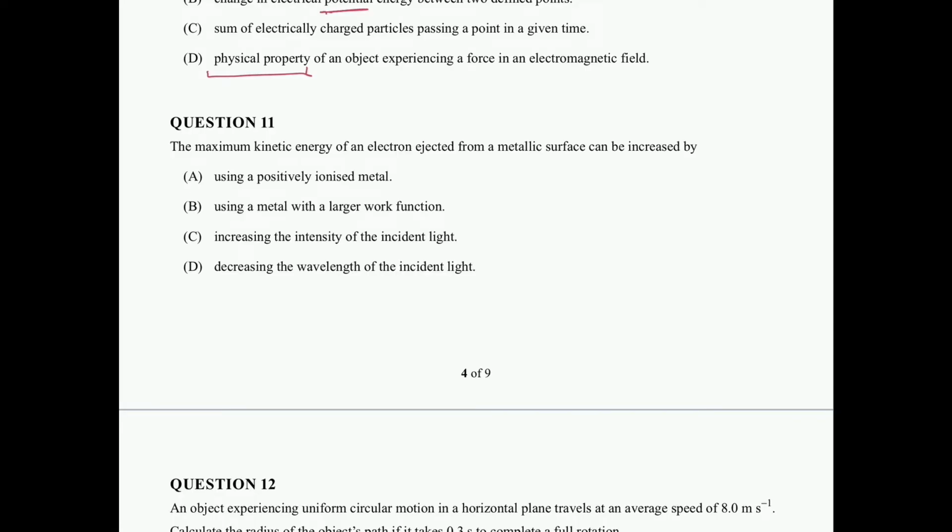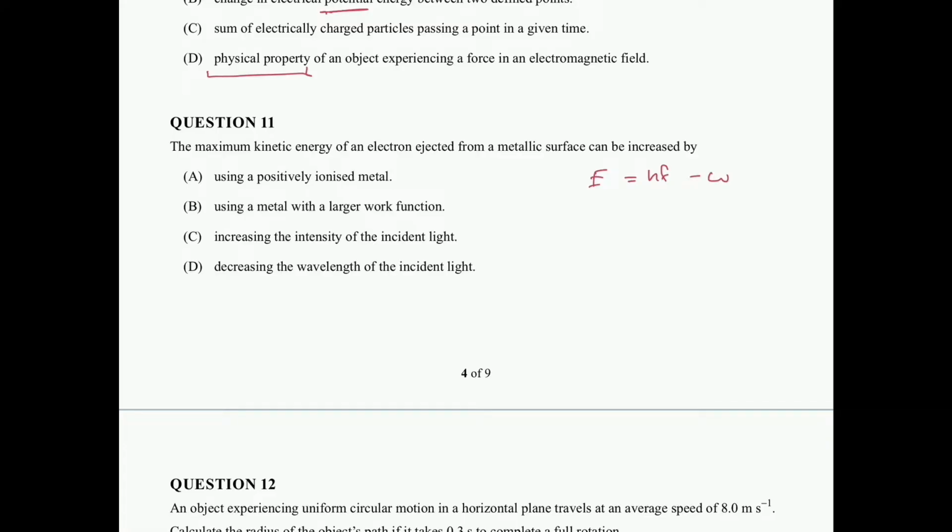All right, question 11. The maximum kinetic energy of an electron ejected from a metallic surface can be increased by using a positively ionized metal. So no, the photoelectric effect is mainly dependent on the energy of the incident photons. So if we write out our formula, the ejected energy, EK, is equal to hf minus the work function.